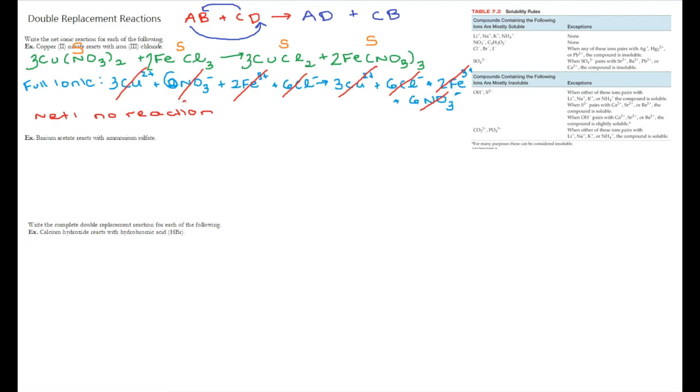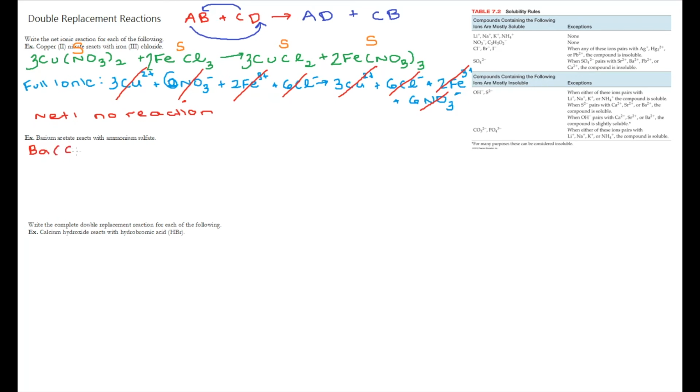Okay? Will that always happen? Not at all. So let's look at an example of when that isn't actually the case. Barium acetate, so I'm going to write out my formula. So I'm going to write the full ionic. So I'm going to write the full reaction here, the double replacement reaction. So I've got barium acetate. So barium has a 2+ charge. Acetate, C2H3O2, has a 1- charge.